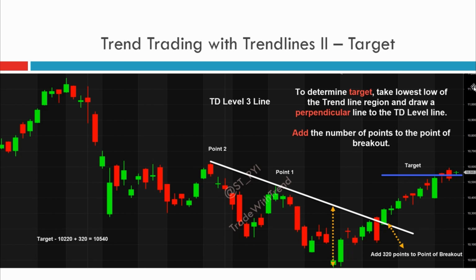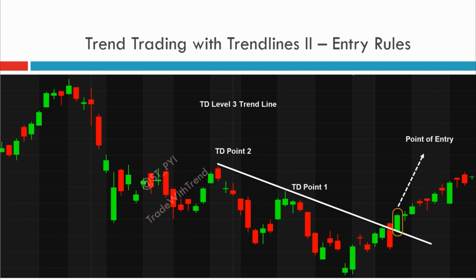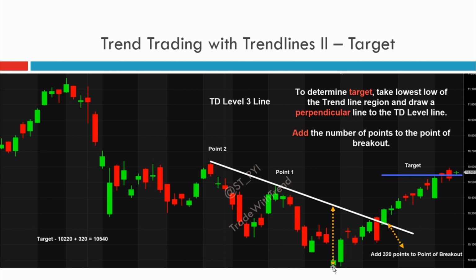This time I have not removed the axis like I've done here, so that we can see the levels clearly. This is the same example. We have a level 3 TD line. To determine the valid target, we pick out the lowest low, that is the true low of this entire region at this point, and we draw a perpendicular line which touches the TD supply line.